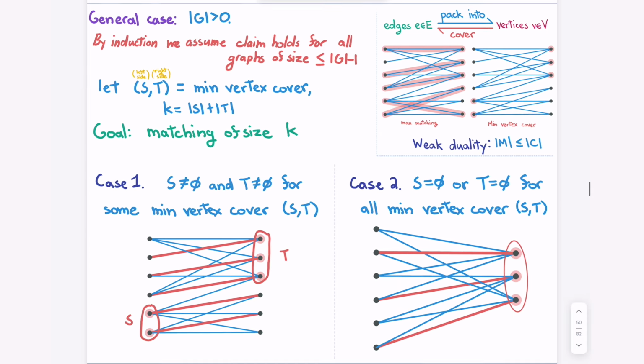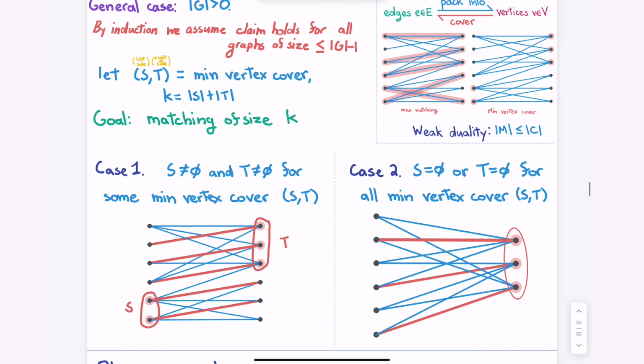Okay, I went a little bit fast, of course. But by those two cases, you'll prove this nice theorem that the maximum matching is equal to the minimum vertex cover in a bipartite graph. This will come up again later.